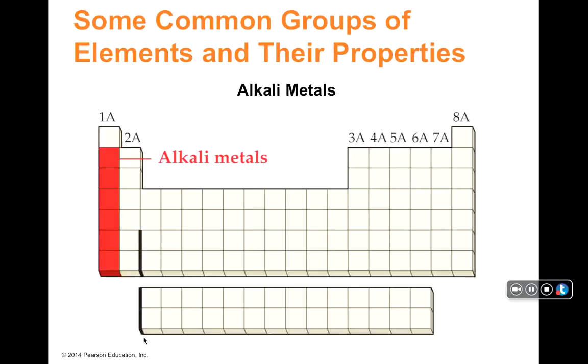Okay, a little bit about the groups here. I think there's just 4 here that are labeled, and you should know the names of these groups. So group 1A are known as the alkali metals. This does not include hydrogen. That's the one at the very top.